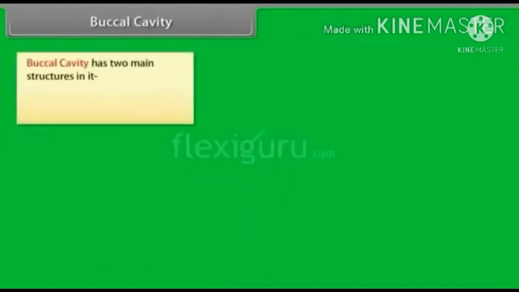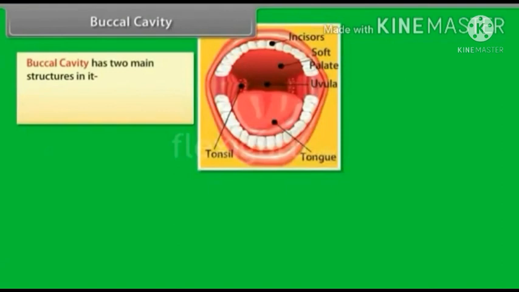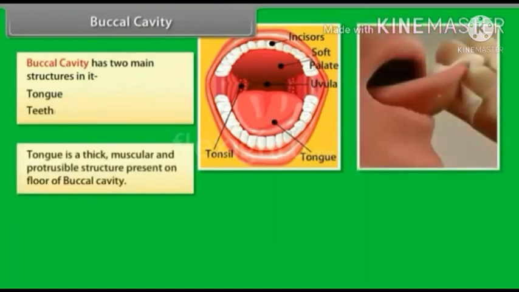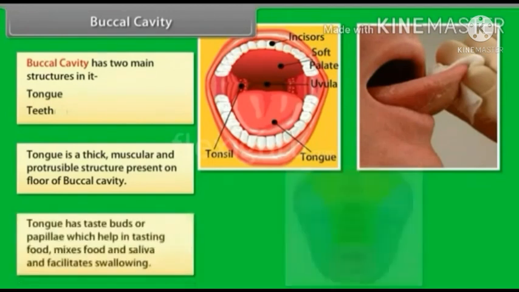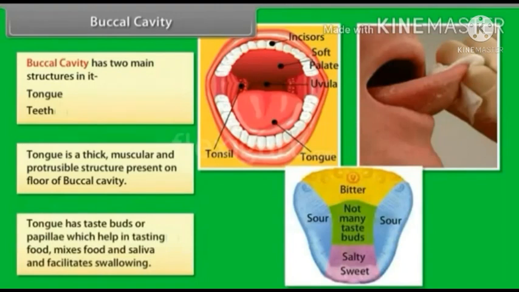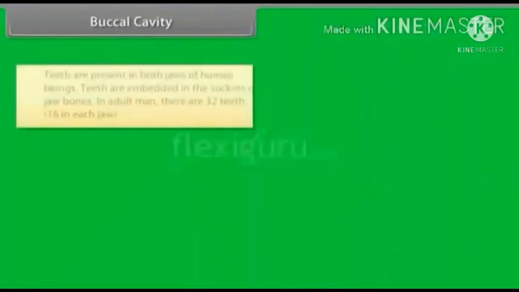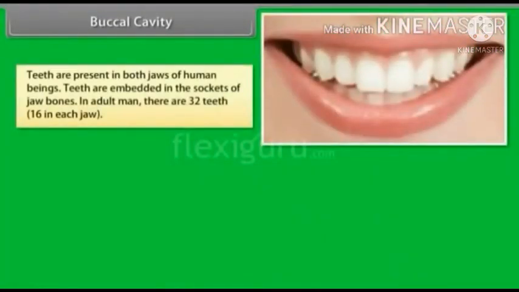Buccal cavity. The buccal cavity has 2 main structures in it. First one, tongue; second one, teeth. The tongue is a thick, muscular and protrusible structure present on the floor of the buccal cavity. The tongue has taste buds or papillae which help in tasting food, mix food and saliva and facilitate swallowing. Teeth are present in both jaws of human beings. Teeth are embedded in the sockets of the jaw bones.